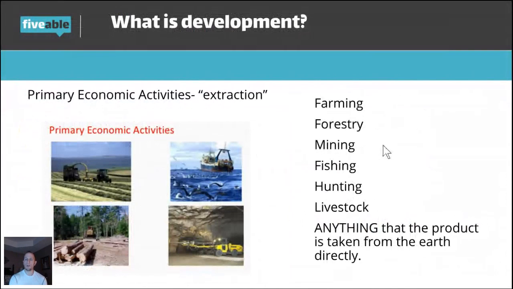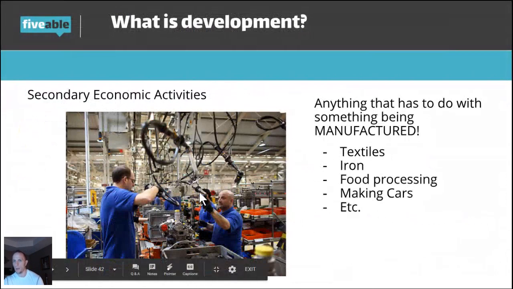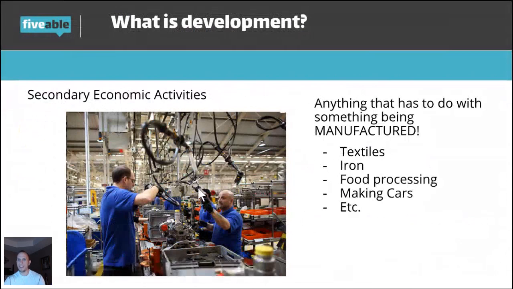But secondary is going to be anything having to do with manufacturing. And this is some pretty sophisticated manufacturing. I'm not sure what they're making. It looks way too techy for me. But anything where you take something and make it into a manufactured finished product, that's going to be part of the secondary economic activities. Textiles, iron, food processing, making cars, you name it.